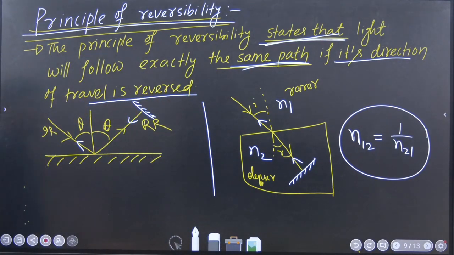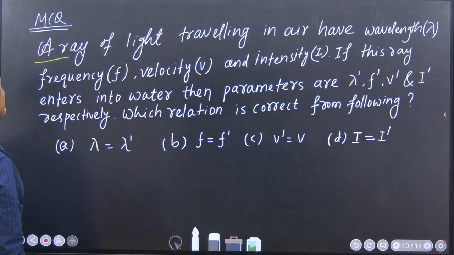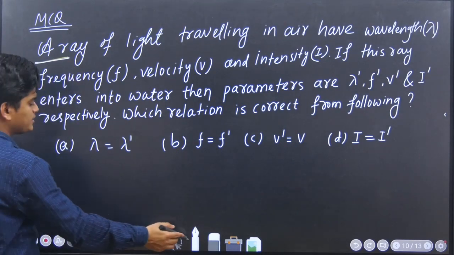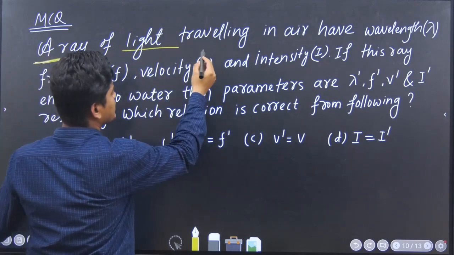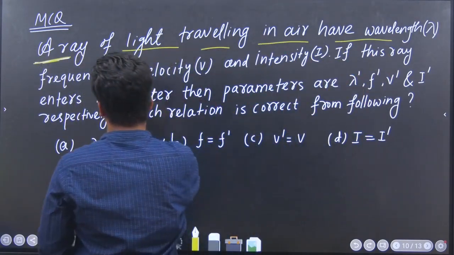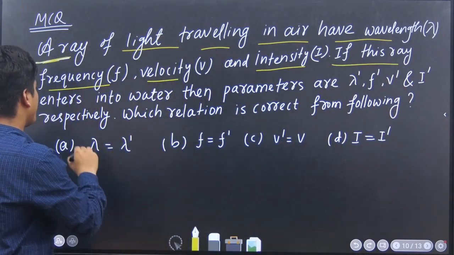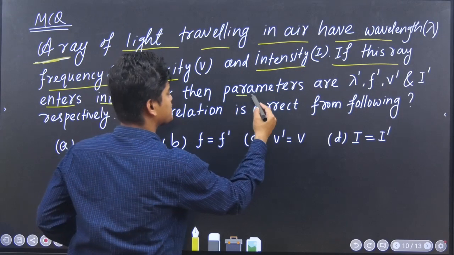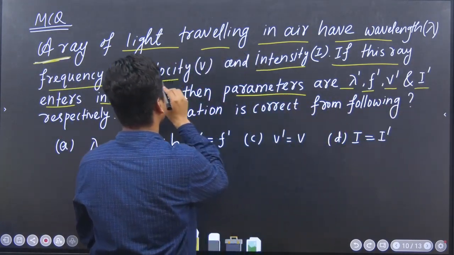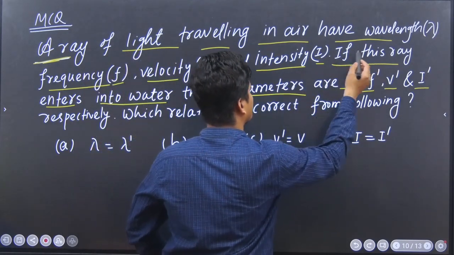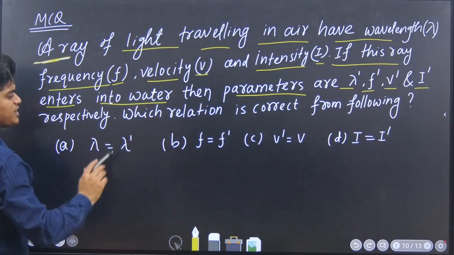Now, we will go to the next thing, which is basically questions. Here they are telling a ray of light traveling in air has wavelength, frequency, velocity, intensity. If this ray enters into water, then the same parameters change how? Lambda prime, A prime, B prime, I prime. But here it is V, F, lambda, that type of thing is given. Now, which of the following relations is correct? Some options are given.